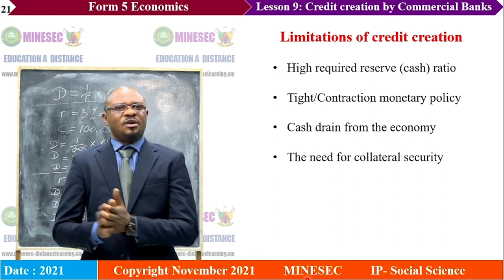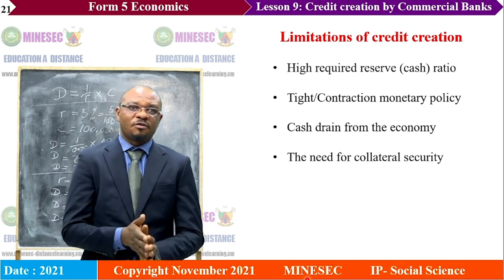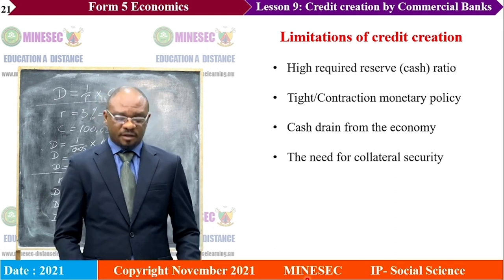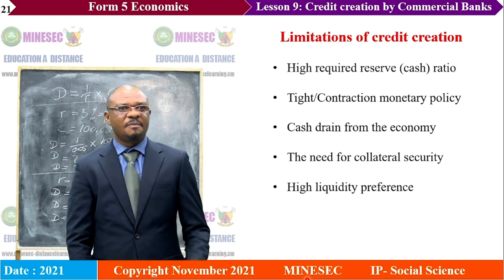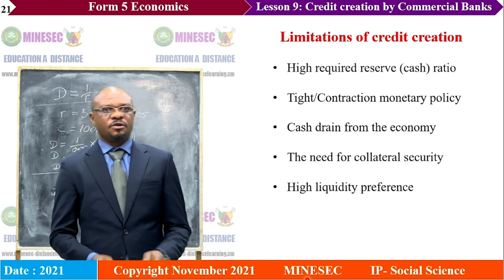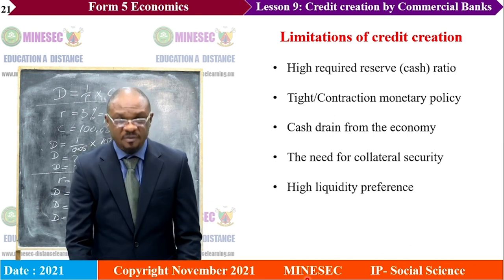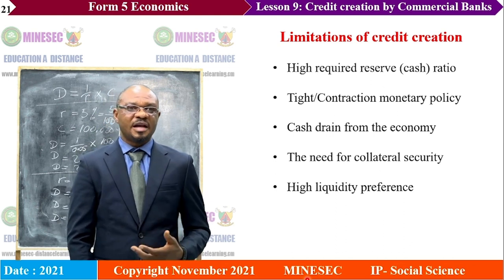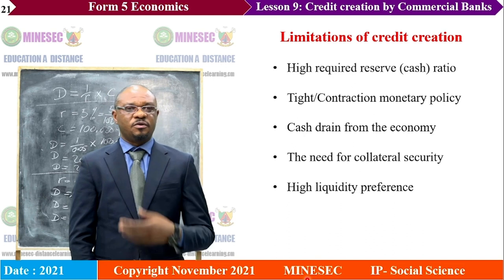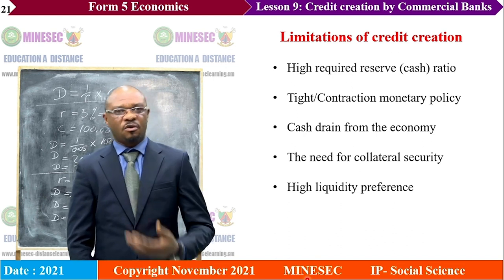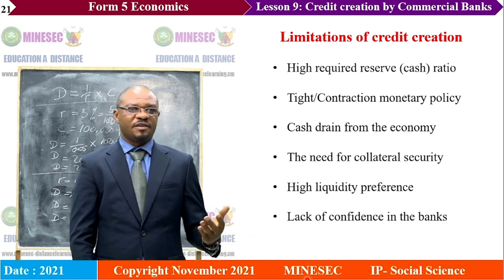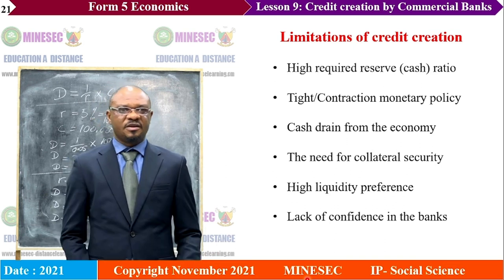Most customers want loans, but unfortunately they don't have enough collateral or suitable collateral to back the loans. As a consequence, the bank may not be able to give out loans and that limits credit creation. We have high liquidity preference when people prefer to keep their money at home instead of keeping it in the bank. So when you save at home rather than in the bank, when you hoard, then it deprives the bank of liquidity and as a consequence, limits credit creation.